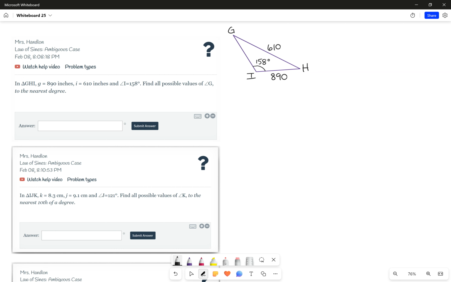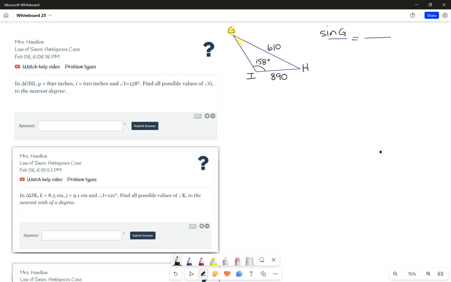So here's the constructed triangle, and we are asked to find all the possible angles of G. Because this is an SSA problem, we're going to use law of sines, and law of sines always says that you are going to take a proportion and set it equal to another proportion. And what I suggested to you guys is, whatever you are looking for, put it in the numerator of the first fraction. So if I'm looking for angle G, I am going to need to write the sine of angle G in this numerator.